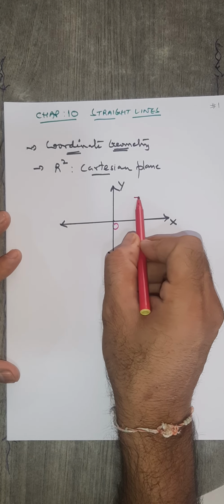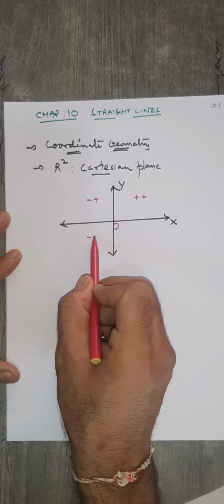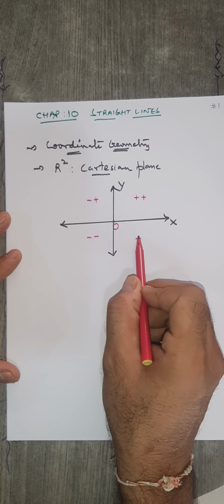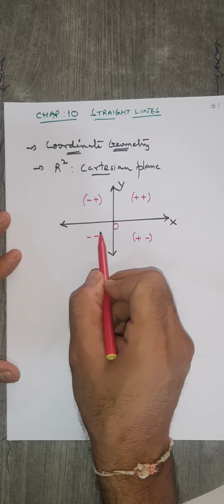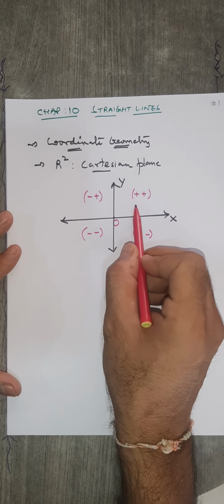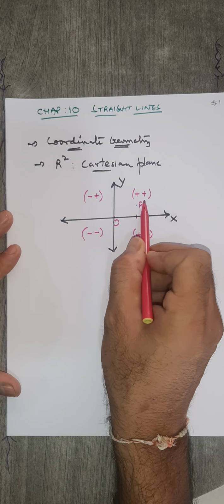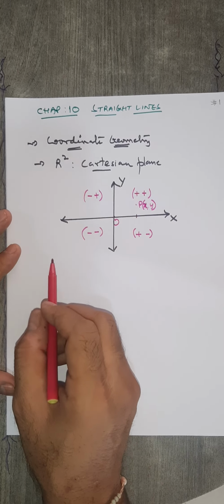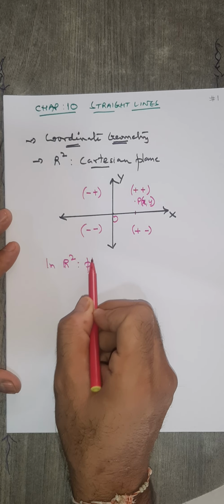In the first quadrant, we know both the coordinates are positive. Here negative, positive, here negative, negative, and here we know positive, negative. As far as coordinate concern, we know this, right? And if you take any point from this, say P, then it has two coordinates, one from this and one from this. Usually we call x comma y. So in R2, that's called simply plane or Cartesian plane.